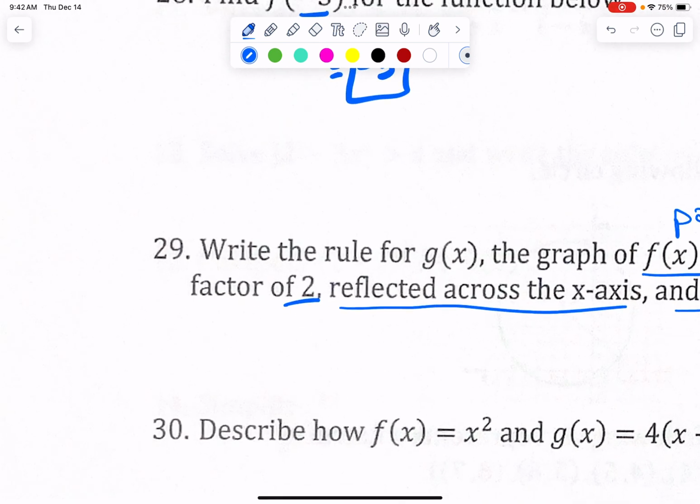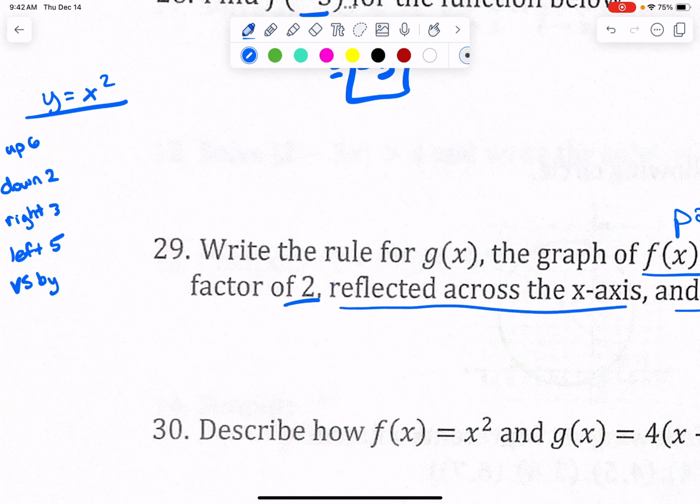Let's say for now our parent function is x squared. Okay. Let's say we're going up 6 and down 2 and right 3 and left 5. And vertically stretch by 7, and vertically compress by 1/2, and horizontally stretch by 3, and horizontally compress by 1/4, and then I'm going to go over the x-axis, and I'm going to go over the y-axis.